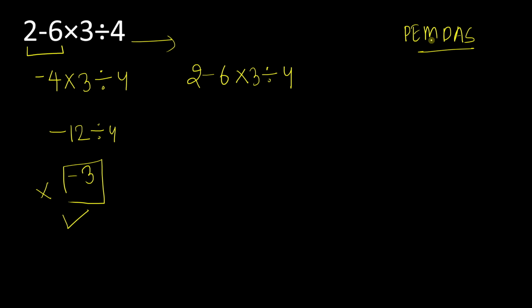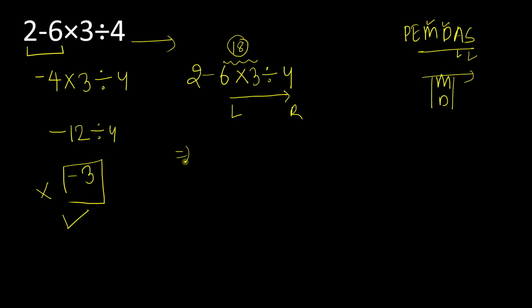Now, as we know, multiplication and division have higher priority than addition and subtraction. And as we can see, we have multiplication and division, which have the same priority. In that case, we have to solve left to right. So first we have to solve this multiplication operation, which is 6 times 3. And 6 times 3 will give 18.